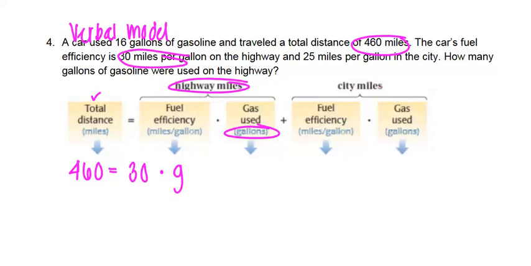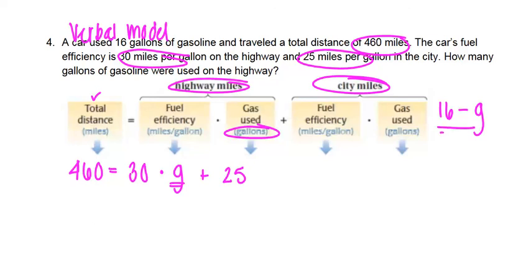Now my next part says the fuel efficiency for city miles. So I'm going to come back up here. I see that it's 25 miles per gallon in the city. Now I have to be really careful because I need to know how many gallons I used in the city alone. If I have 16 total and I subtract the amount of gallons I have in the highway, I don't really know what number this is going to be equal to, but I can use it to our advantage.